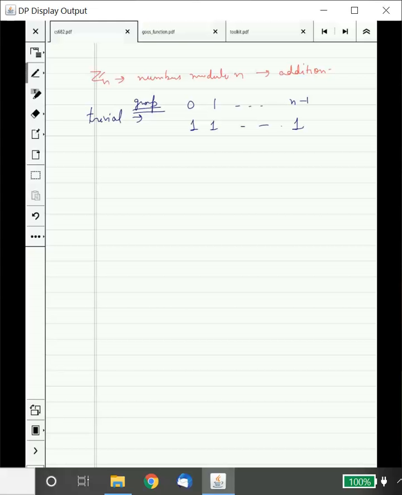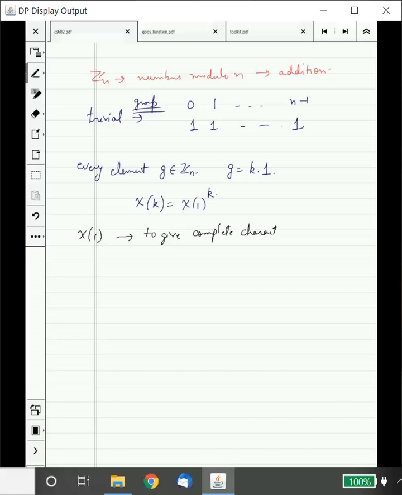Notice that every element of Zn is a multiple of 1. G can be written as k times 1. Using the homomorphism property, chi of k should be chi of 1 to the power k. That makes things easy. We only need to figure out chi 1 to give the complete character. That makes things super easy for us.